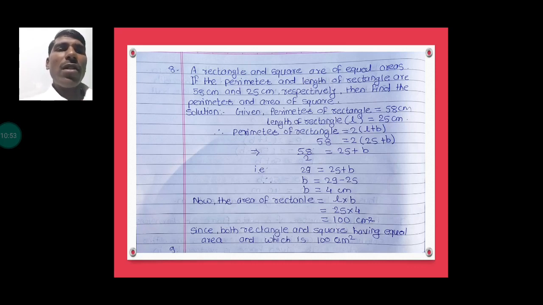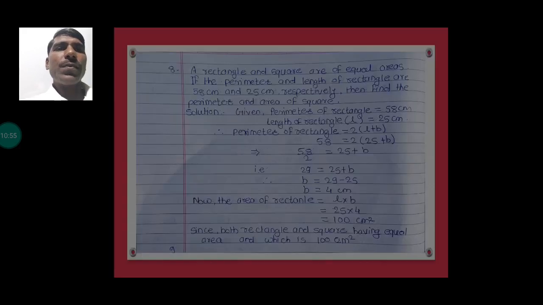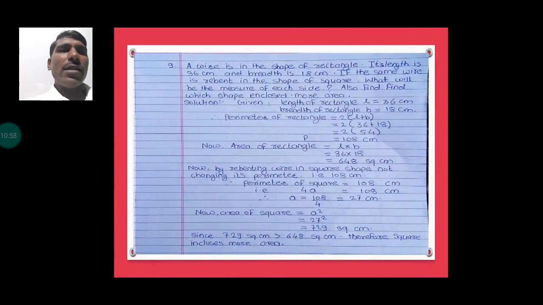Now we are going to solve the last example in today's video, that is example number 9. A wire is in the shape of a rectangle. Its length is 36 centimeter and breadth is 18 centimeter. If the same wire is rebent, the same example we have solved in our first video, in the shape of a square, what will be the measurement of each side?